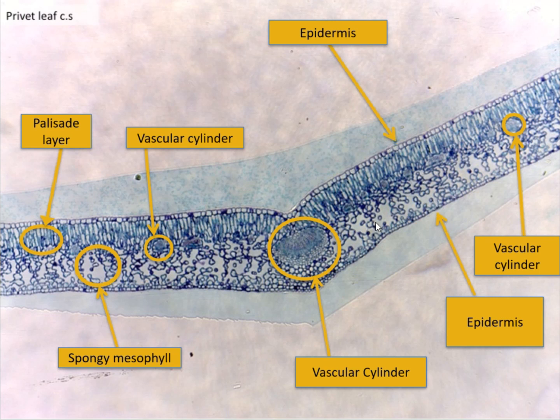The only new layers that we haven't discussed yet are the spongy mesophyll and the palisade layer. So the palisade layer is this top layer, which is going to absorb light so that photosynthesis can take place.